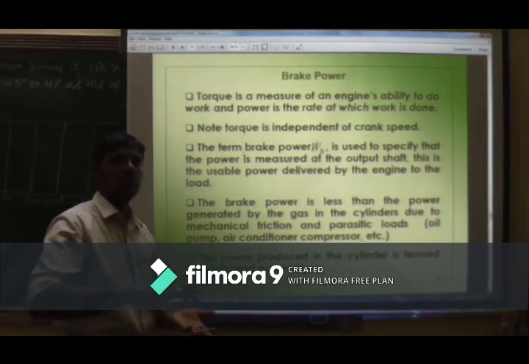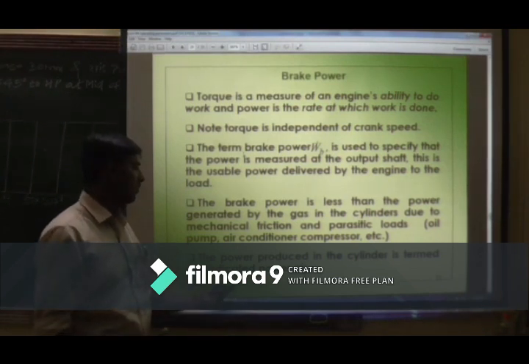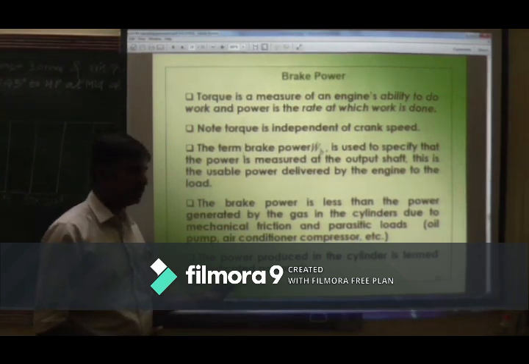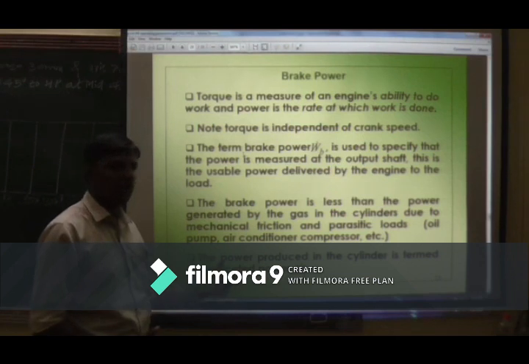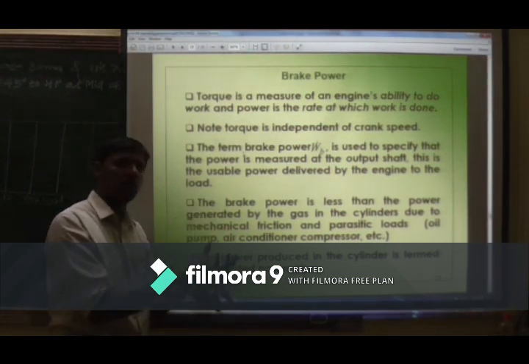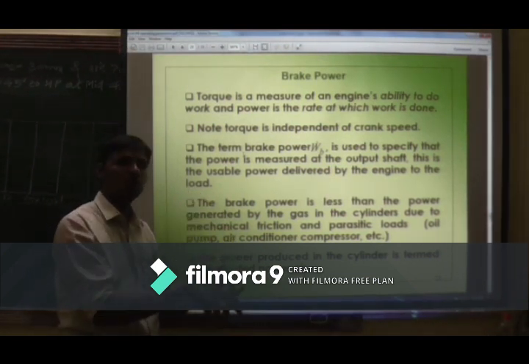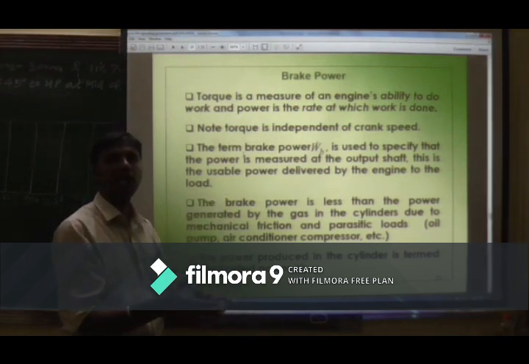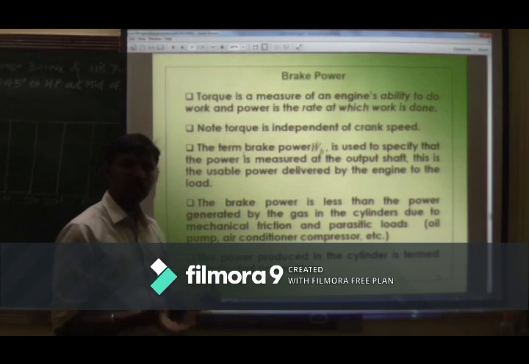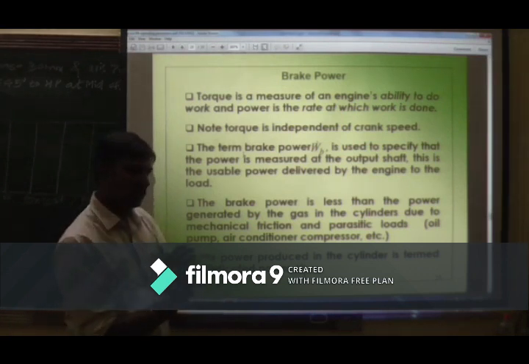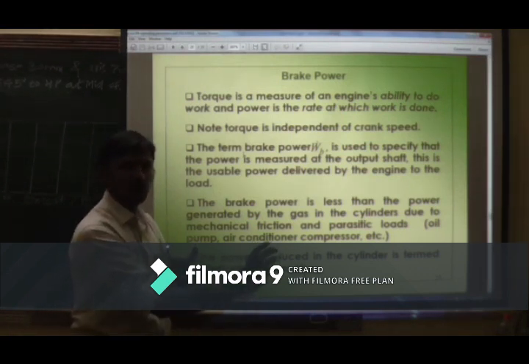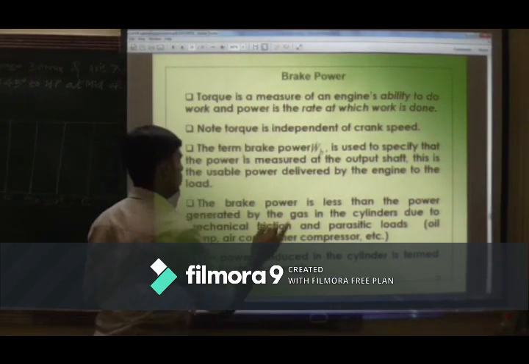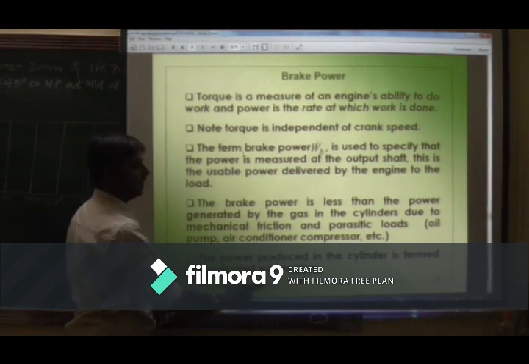When heat energy is converted into power, that power is indicated power. So we get this power in the combustion chamber. Due to this power, the piston gets pushed down, and the reciprocating motion is converted into rotary motion of the crankshaft. The crankshaft is the output shaft. At the outlet of that crankshaft, the power we get is brake power. Due to combustion, the power we get is indicated power.